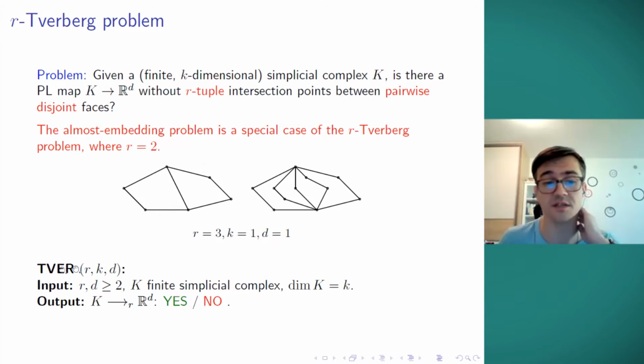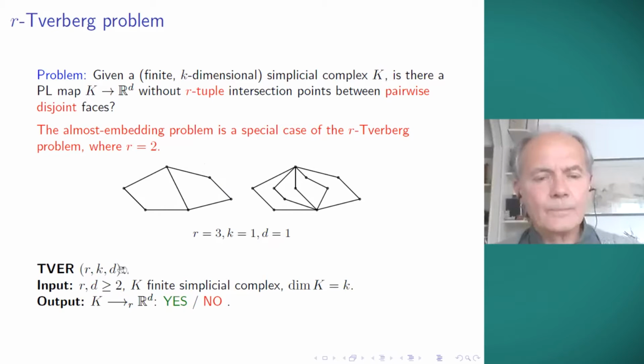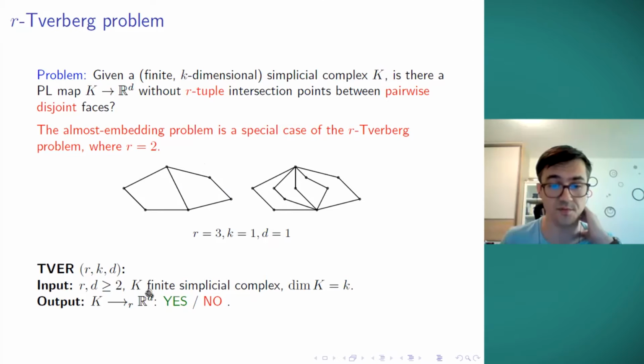Well, anyways, if we formally write it down, then we have a problem of this type, which has these parameters r, k, d, and in this input, where K is a finite simplicial complex of some dimension, I'm asking, can I decide whether the r-almost embedding exists or doesn't, right? I just want to point out that I'm not actually constructing this almost embedding. I'm just saying it is or it isn't there, right?